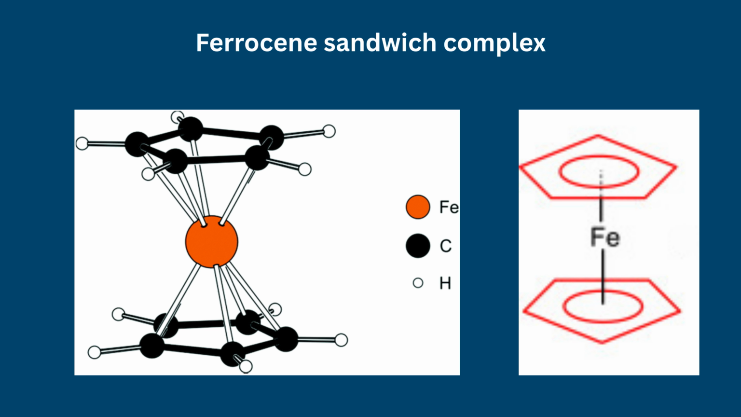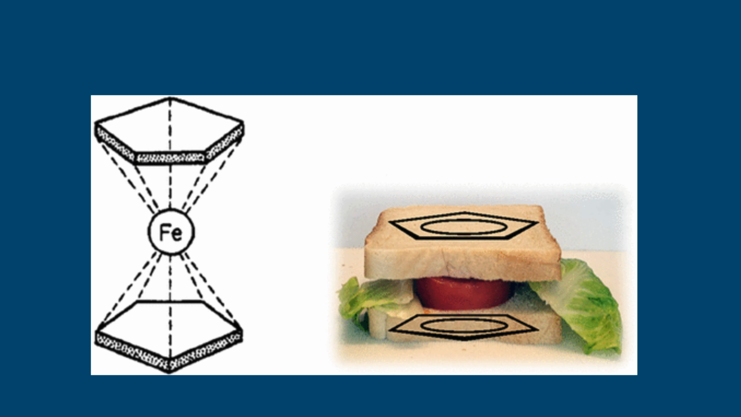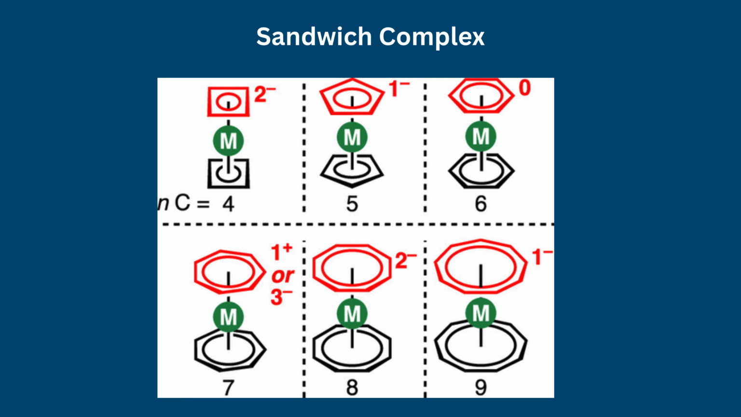Its structure, an iron center sandwiched between two aromatic cyclopentadienyl (Cp) rings, redefined bonding concepts and introduced the notion of pi coordination between metals and conjugated ligands. The elucidation of ferrocene's structure marked a paradigm shift, leading to the development of numerous sandwich complexes with wide-ranging applications in catalysis, materials science, and electrochemistry.